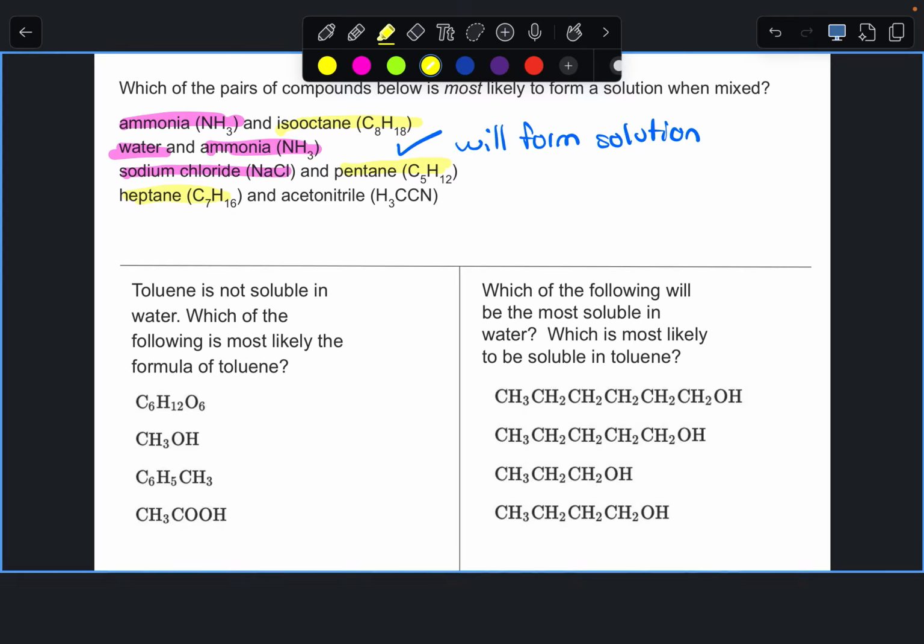And then finally, this acetonitrile. You could draw this out. Pretty much since you have that nitrogen, you can guarantee that that's going to have polarity. You've got that nitrogen on the end, nothing else to balance it out. You've got that lone pair, and then you have this other group over there, that carbon with different electronegativity. So that one is going to be polar. Okay, so water and ammonia there are the only ones that form a solution.